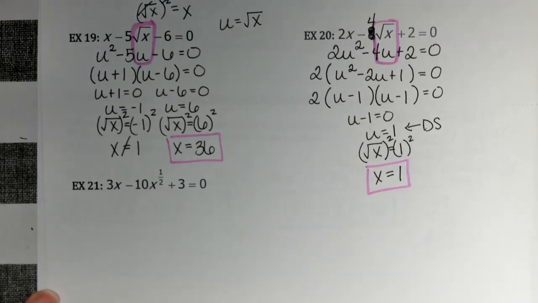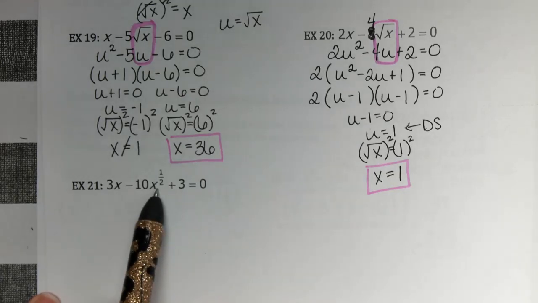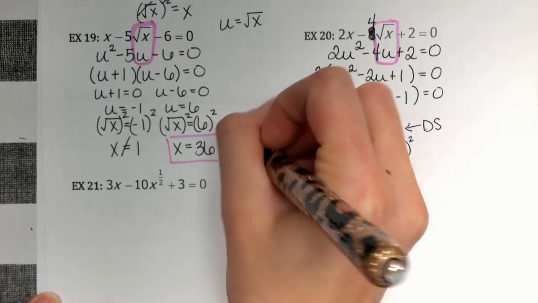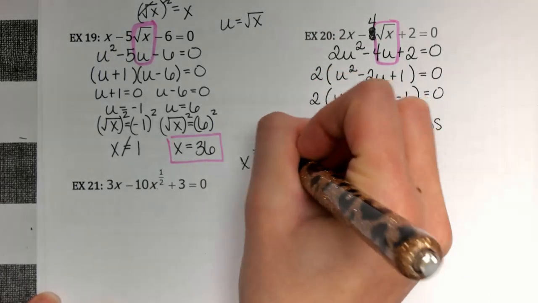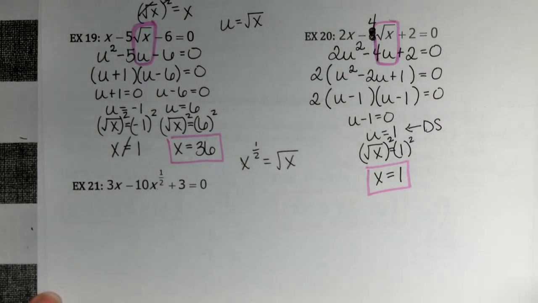Okay. Now this next one, I have 3x minus 10x to the 1/2 power plus 3 equals 0. What does this mean? X to the 1/2 is the same as the square root of x. X to the 1/3 is the cube root of x. X to the 1/5 is the 5th root of x. Okay, so that's just another way to write it.